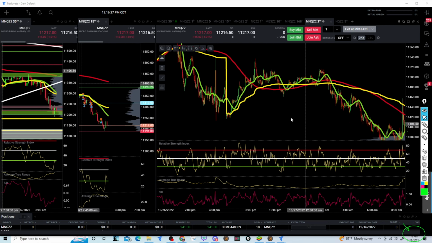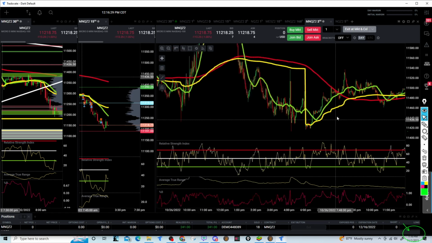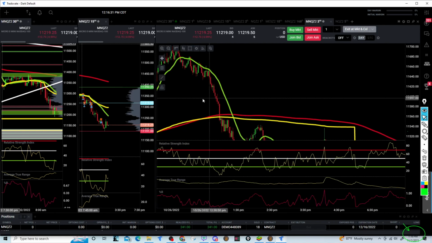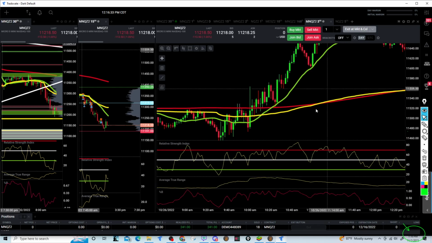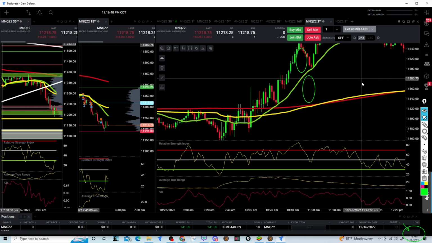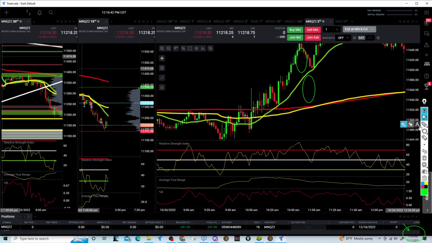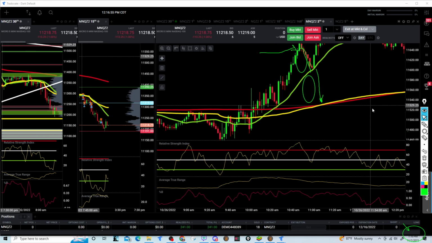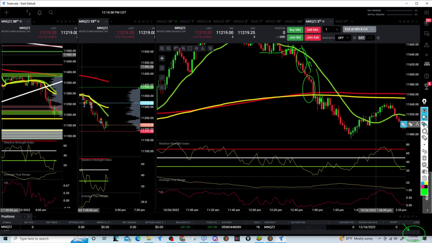from each other. Now, the same is true with the 20 and the 200 and the price. When price gets away from the 20, it doesn't like to stay away. It wants to come back and say hi. When the 20 gets too far away from the 200, it doesn't like to stay away. It likes to come back and say hi.